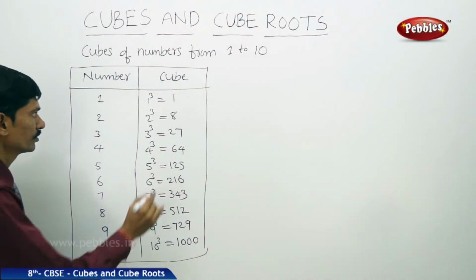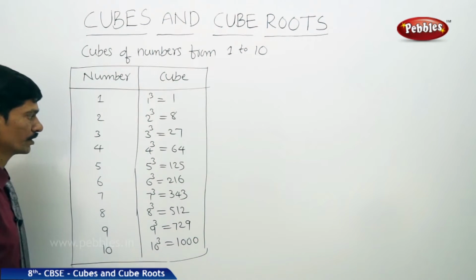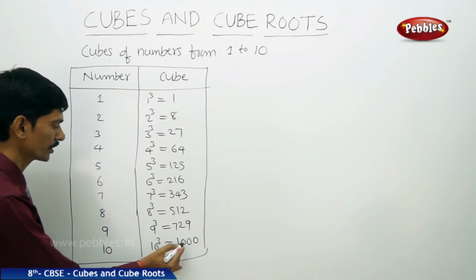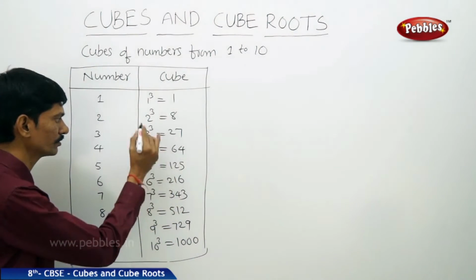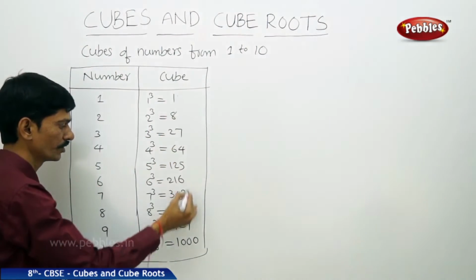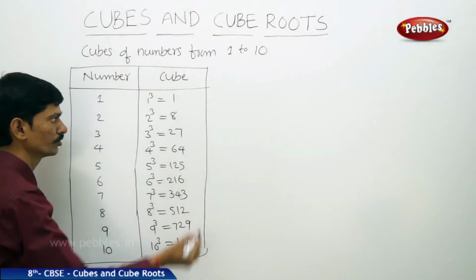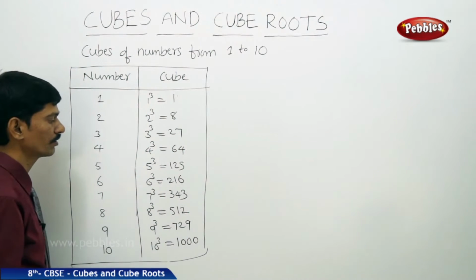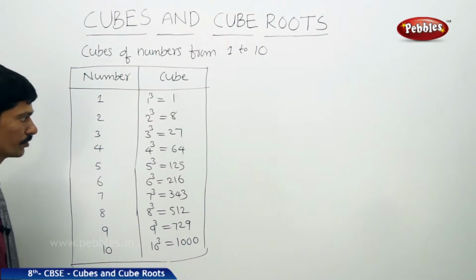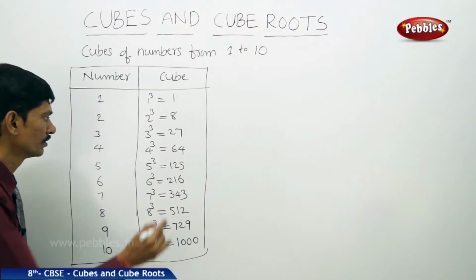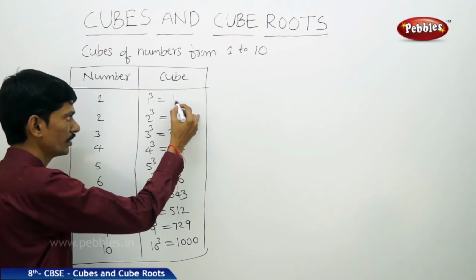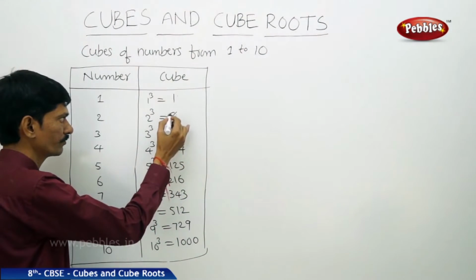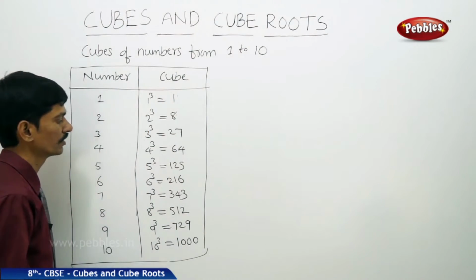Then what are the perfect cubes? How many perfect cubes are there from 1 to 1000? So there are 10 perfect cubes from 1 to 1000. These are all perfect cubes, or these are all known as cube numbers. And how many perfect cubes are there up to 100? Up to 100 means 1, 8, 27, 64. So there are 4 perfect cubes up to 100.